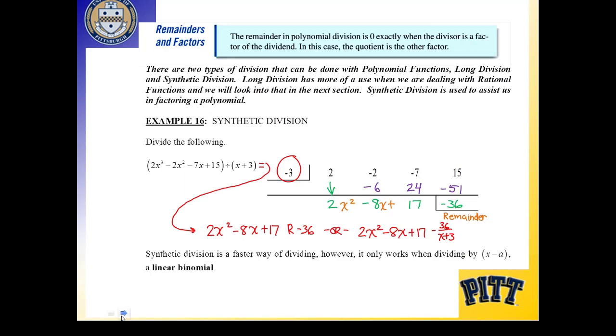But what we often do with that, we kind of go back to our fraction days and say, well, remember when we got a remainder, that's what we would put over the original divisor. And the original divisor here was x plus 3. So I could say this is the same thing as me saying 2x squared minus 8x plus 17 minus 36 over x plus 3.